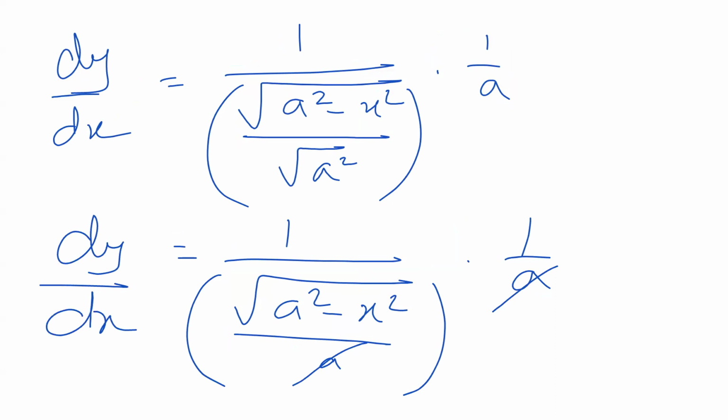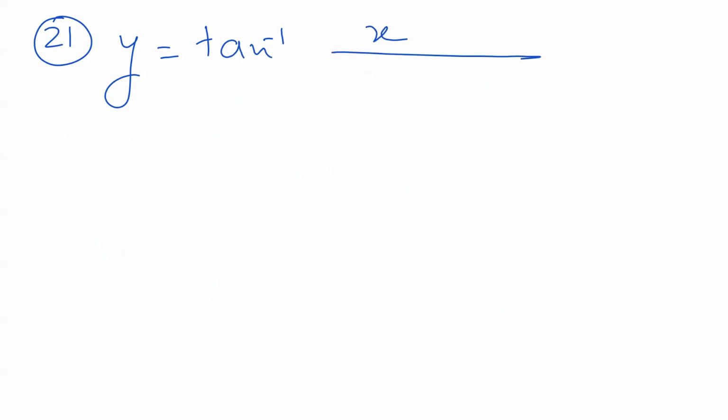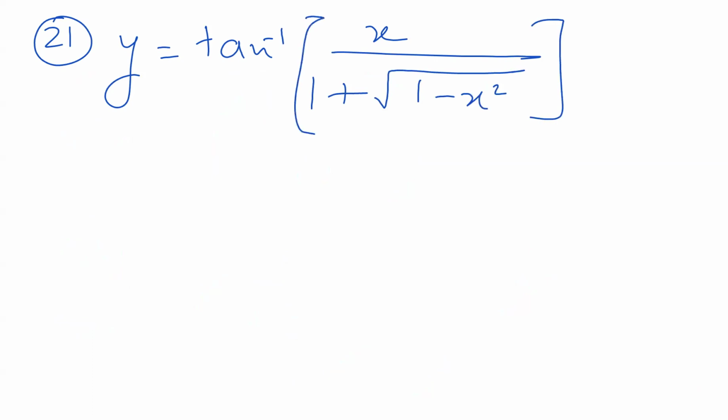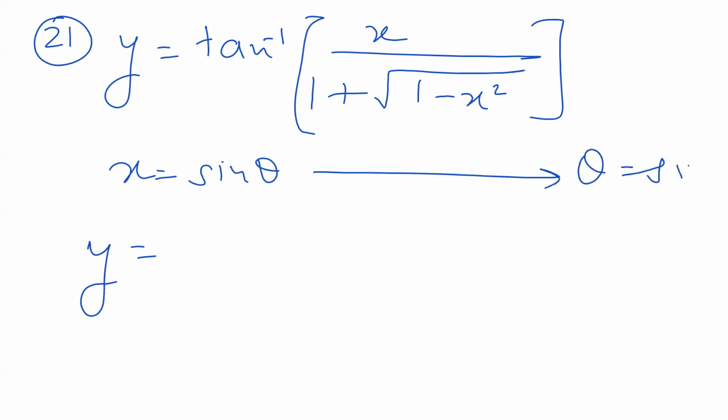Yeah, let us go to question number 21. y is equal to tan inverse of x upon 1 plus root of 1 minus x square. Now again there is minus x square. So we'll put x as sine theta. x is equal to sine theta. So if x is sine theta, theta is equal to sine inverse of x.